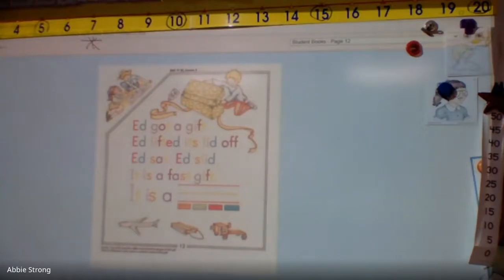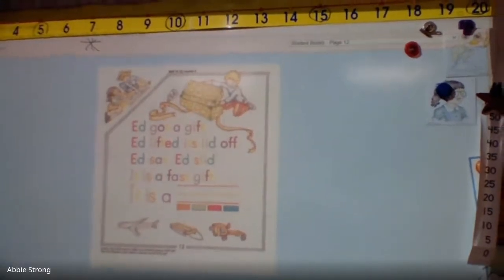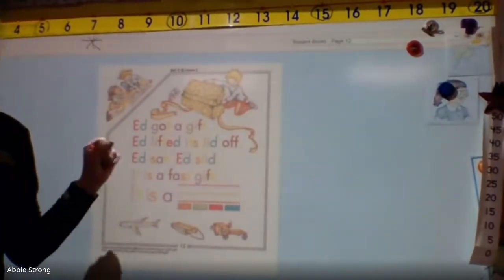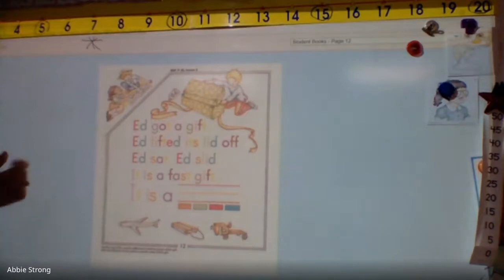What we're going to do is we're going to read the sentences. After we are done reading the sentences on page 12, we are going to look at the color code at the bottom. Okay? The color code at the bottom is going to have us spell out a word here to help finish the story or to help explain the story a little bit more.